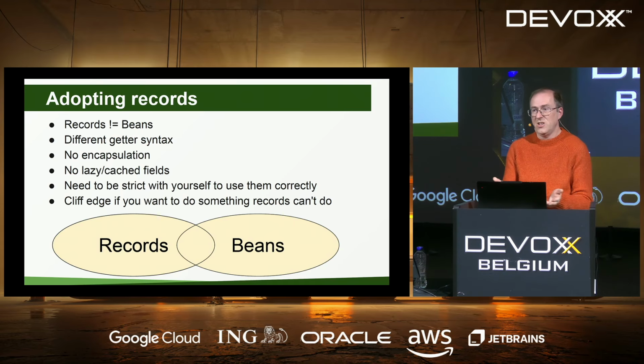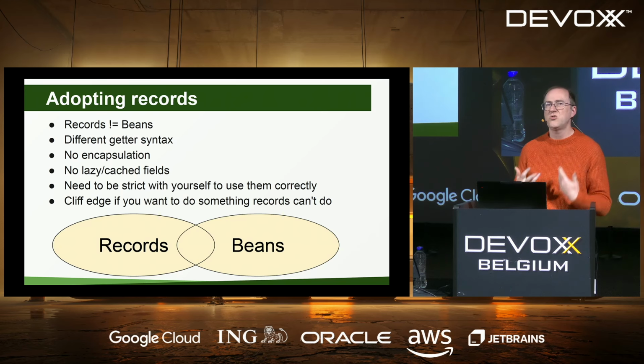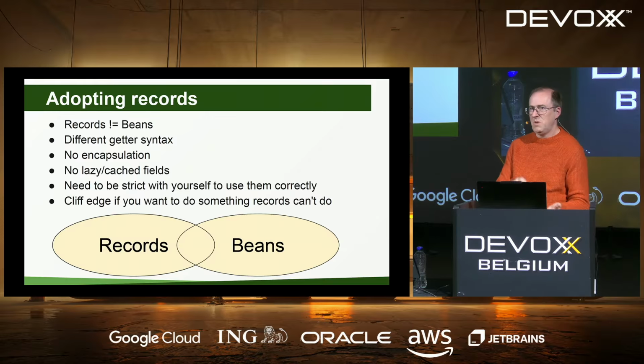There's no encapsulation, there's no lazy or cached fields, which you just expect to be able to do, and you can't. So you have got to be strict with yourself in using records. You've got to buy into them. And it is a bit of a cliff edge if you write yourself a record and then find it's not enough, because of the different getter syntax and because of the way the tools work, just moving back might be more tricky.